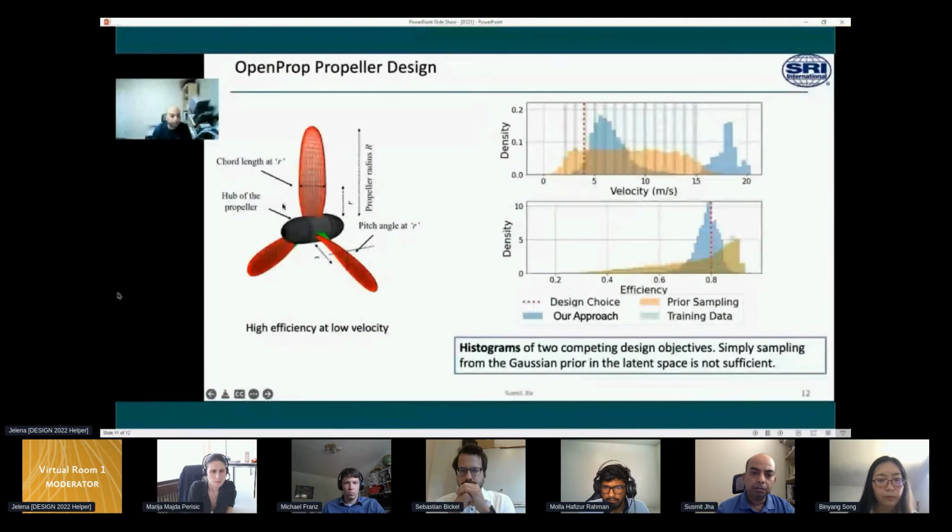These are all the design parameters that we are exploring for the propeller. And here what we will observe is that all these orange points are the prior sampling, which is obtained using the training data, which are these green samples. And the blue regions are essentially the samples generated from our approach after optimization. And you will observe that our approach is able to achieve higher efficiency even at lower velocity, which is a difficult multiple objective optimization criterion to be met.